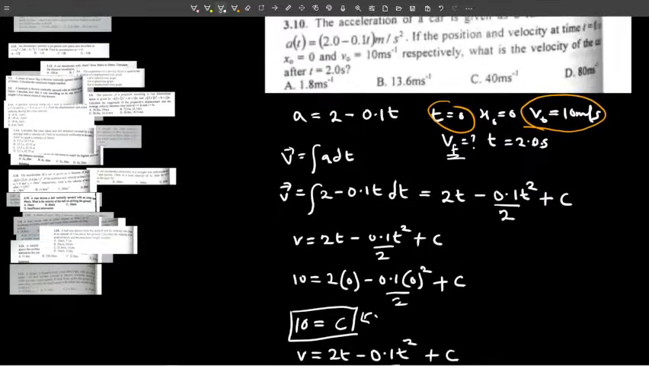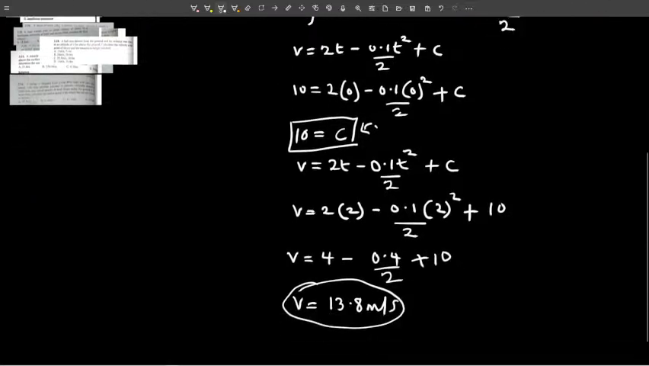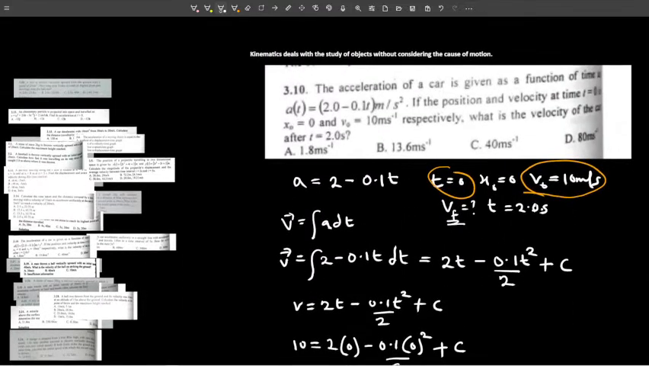13.8, 13.6. Okay, that's the closest. I think we approximated somewhere, so that's what led to that value. So the closest here is B. Okay, so let's move straight to the next question.